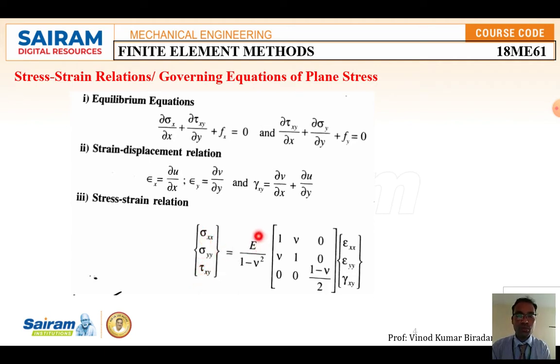This is equal to capital E by 1 minus gamma square. E stands for the material property, the Young's modulus. This is the matrix we get after deriving the equations: 1, gamma, 0; gamma, 1, 0; 0, 0, (1 minus gamma) by 2. Matrix close, and here the strain along the x direction, strain along the y direction, and the shear strain gamma xy. This is the stress-strain relationship for the plane stress problem. These equations are very important for the examination.